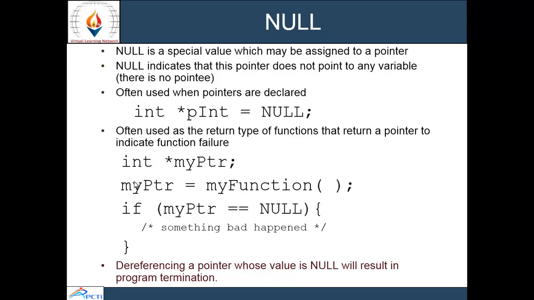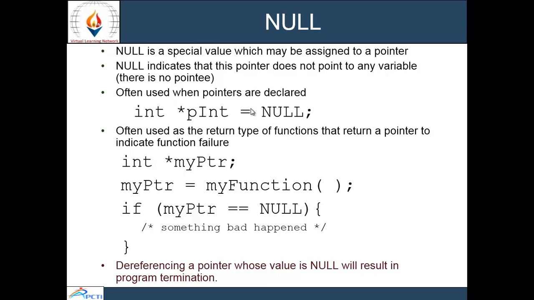Null. Null is a special value which may be assigned to a pointer. It indicates the pointer does not point to any variable, so there is no pointing. It is declared like this: int *pnt. Here pnt is the pointer name, it is of integer type, and we are assigning the value null. So we can assign the null value to the pointer also.